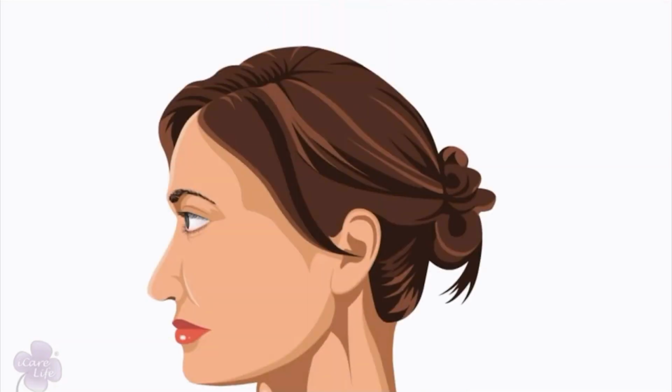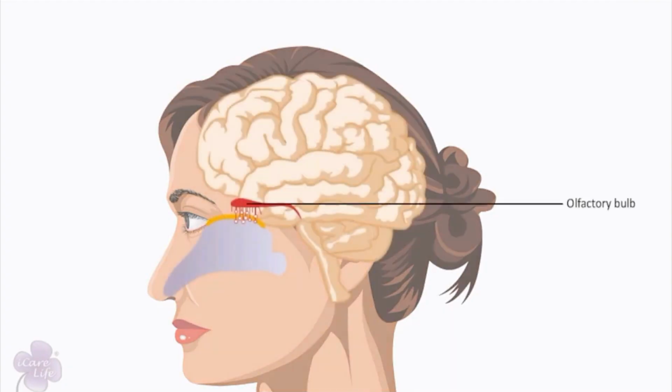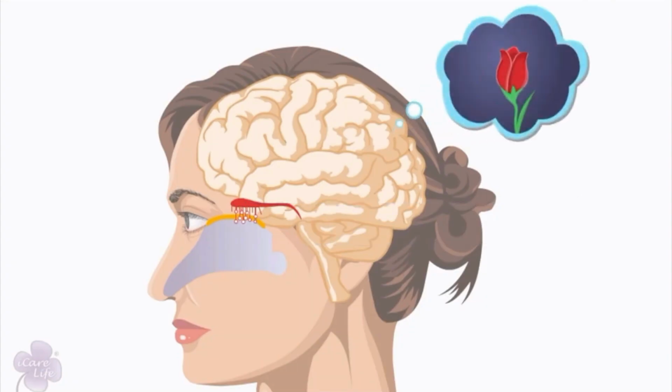The process of recognizing smell is as follows. The receptors in the olfactory bulb on the roof of the nasal cavity detect smell. The receptors carry signals to the brain. The brain interprets the smell and we can recognize it.